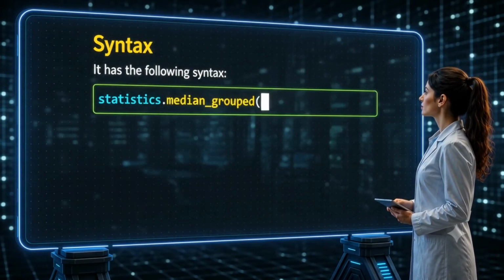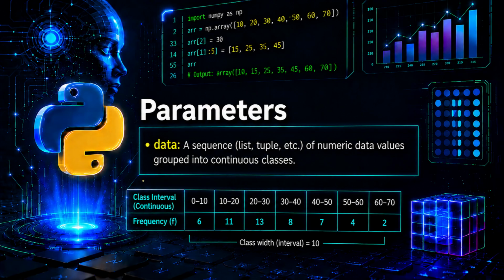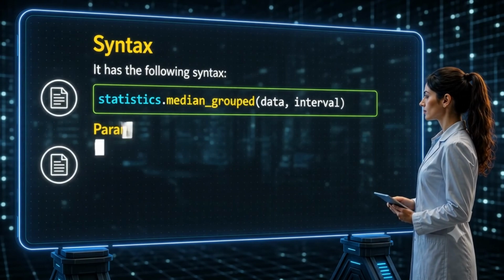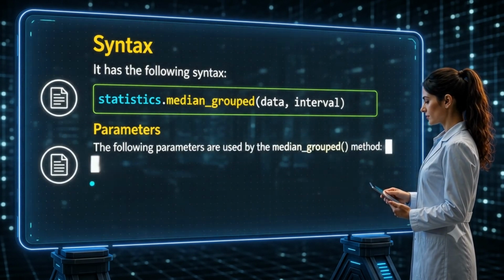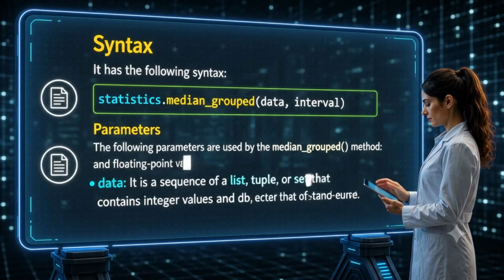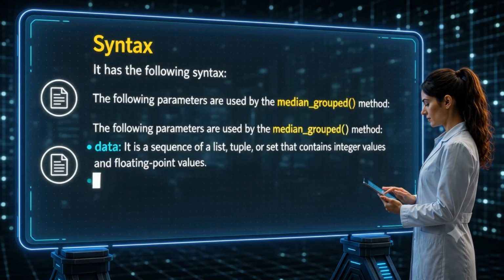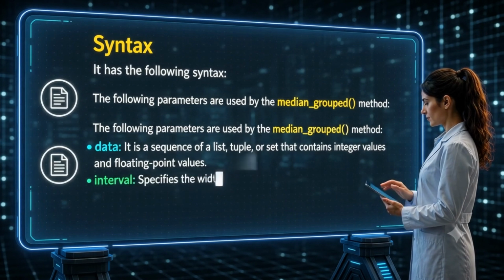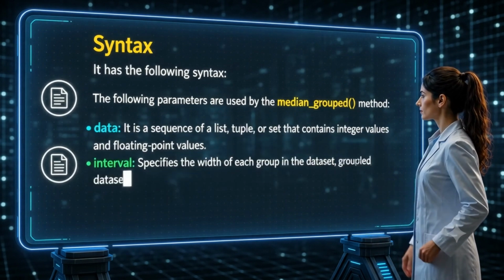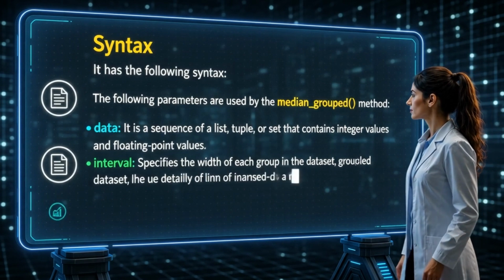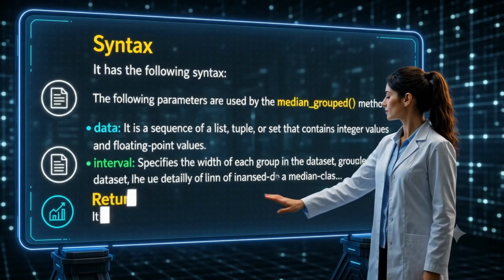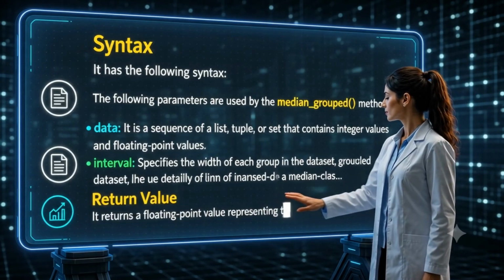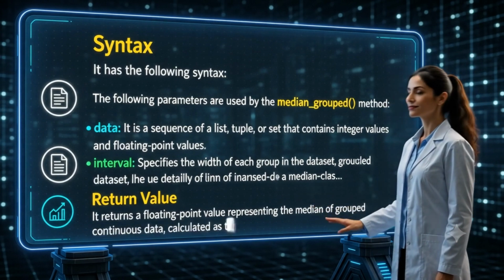Statistics.median_grouped(data, interval). Parameters. The following parameters are used by the median_grouped method. Data. It is a sequence of a list, tuple, or set that contains integer values and floating point values. Interval specifies the width of each group in the dataset. Changing this value affects the interpolation used to calculate the median. The default value is 1. Return value. It returns a floating point value representing the median of grouped continuous data, calculated as the 50th percentile.